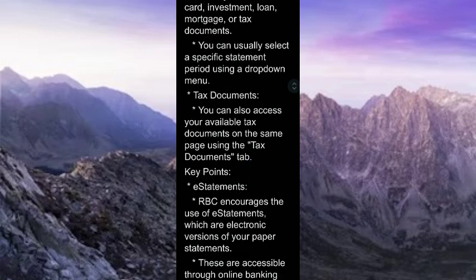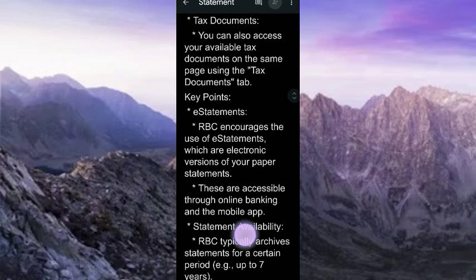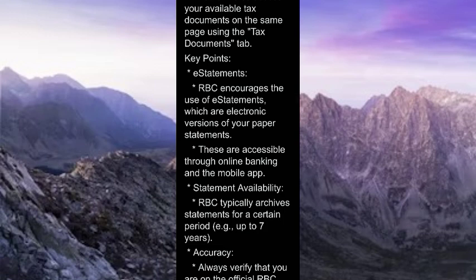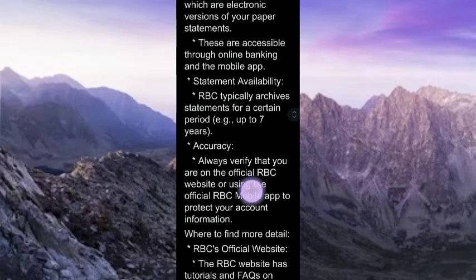Here are the key points. Royal Bank of Canada encourages the use of e-statements, which are electronic versions of your paper statement, and these are accessible through the online banking and the mobile app. Royal Bank of Canada typically archives statements for a certain period, up to 7 years. Always verify that you are on the official Royal Bank of Canada website or using the official Royal Bank of Canada mobile app to protect your account information.